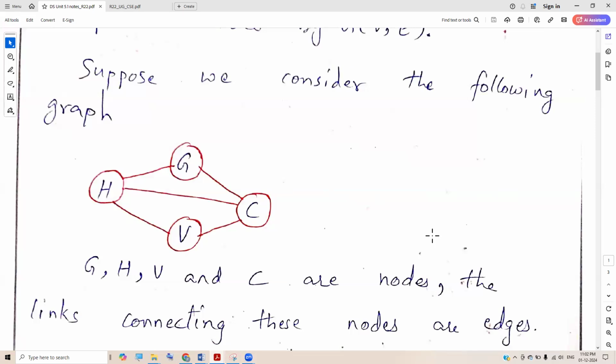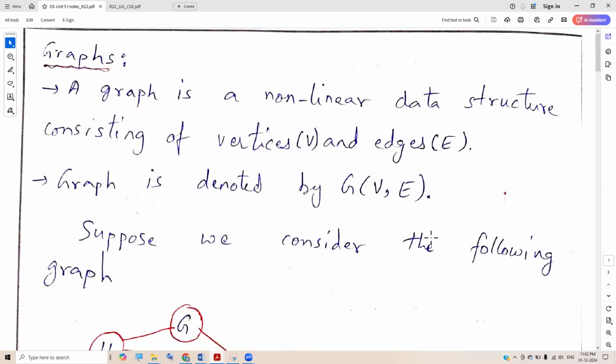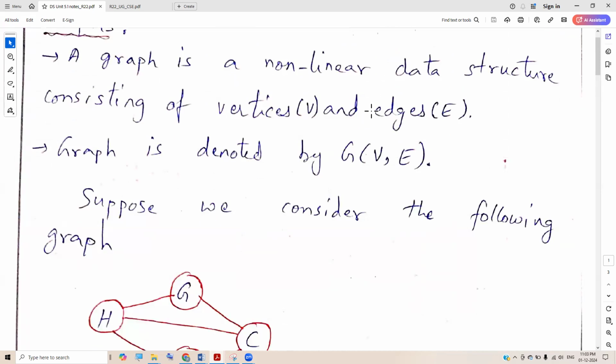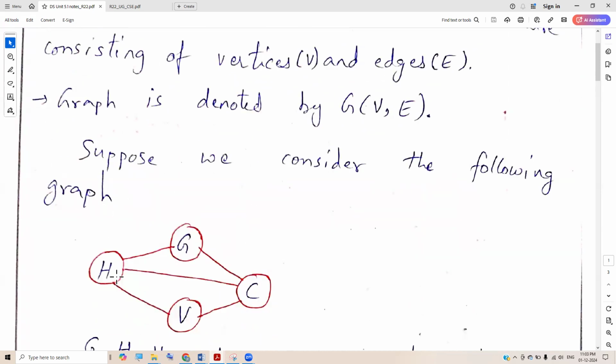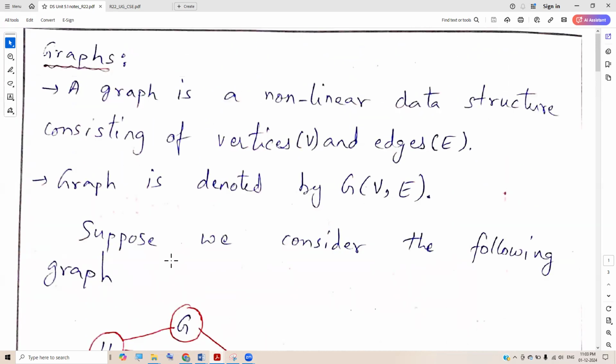Now let us look at the definition for graph. So graph is a non-linear data structure. If you see, usually the places are not all in the same straight line. Like below Guntur, you could have Vijayawada. Left of Chennai, you could have Hyderabad. Left of Hyderabad, you could have some other city. Hence, you have the term non-linear.